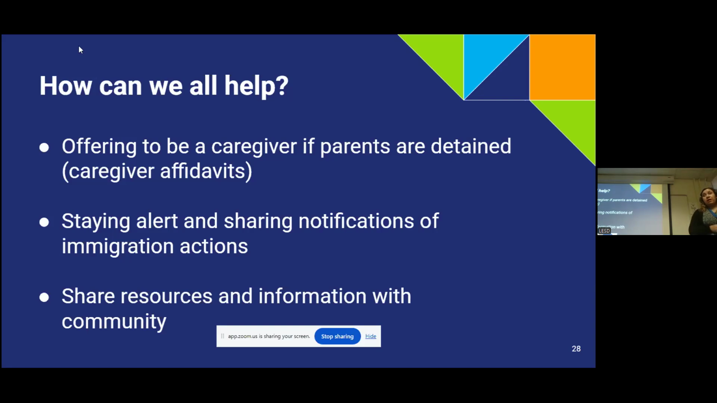Another way you can help as a community is by staying alert and sharing information on any immigration things that are happening, like Tracy mentioned, sharing with your family, with your community. That's very important. In one of those presentations and in one of the handouts, there's a number that you can call if you do see immigration officers. If you see something going on, you can call that number so you can help inform the entire community. So share resources and information with the community.